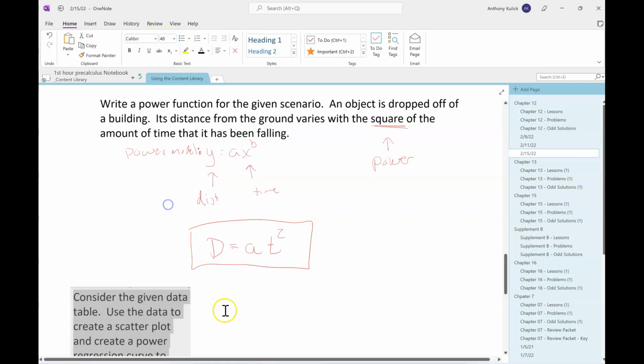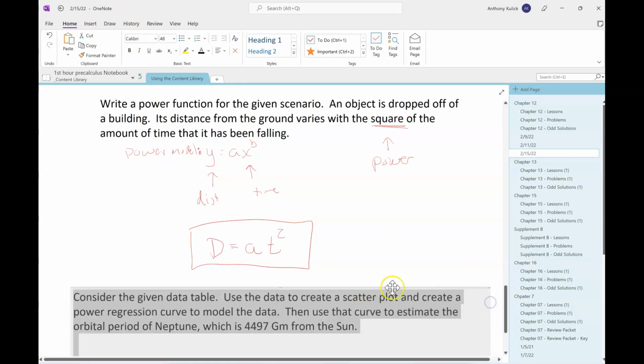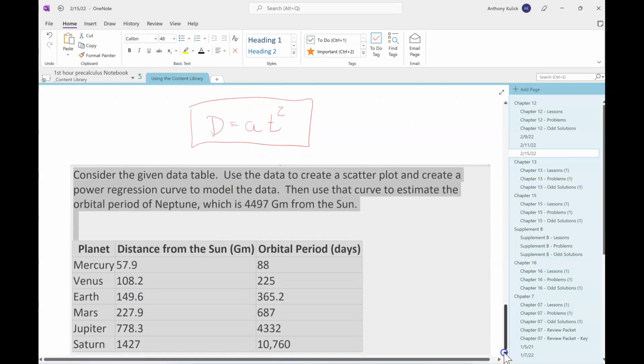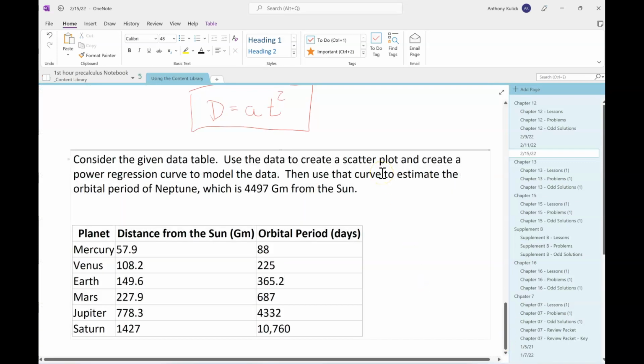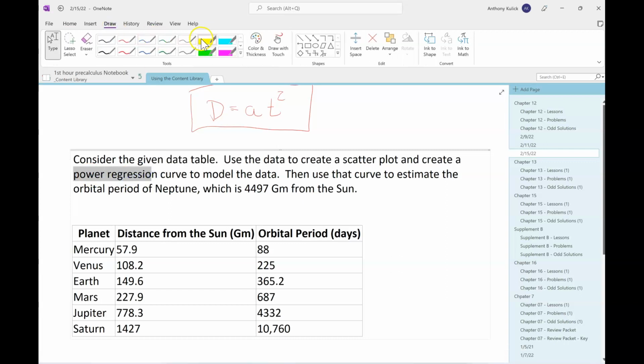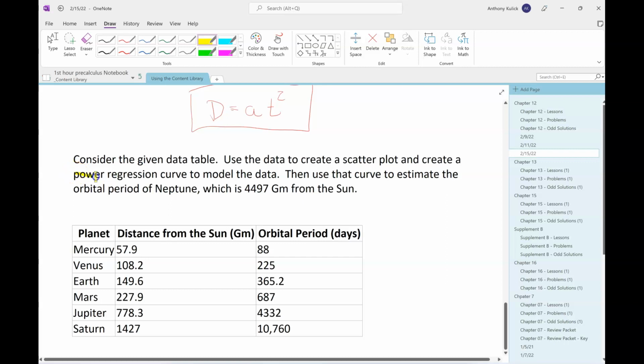Let's do another example. Okay. Consider the given data. Use the data to create a scatter plot, and create a power regression to model the data. Then use the curve to estimate the orbital period of Neptune, which is 4,497 gigameters from the sun.